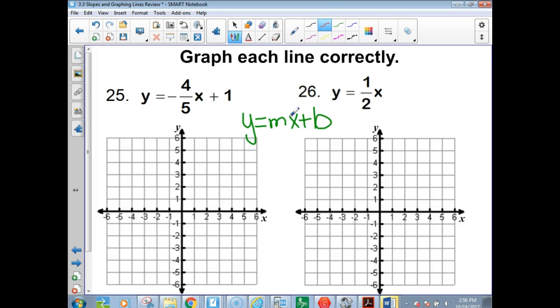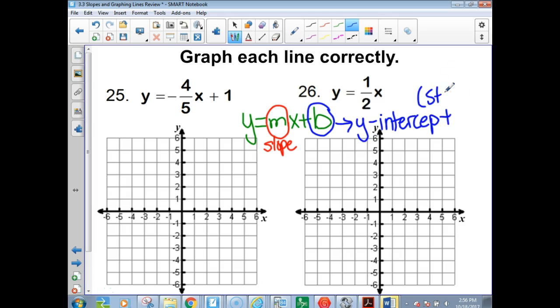Okay, the point I need to make. The number in front of x is your slope. The number at the end, the term right here, the B value. Do you remember what that's called? Yes, y-intercept. It is where you start the line.